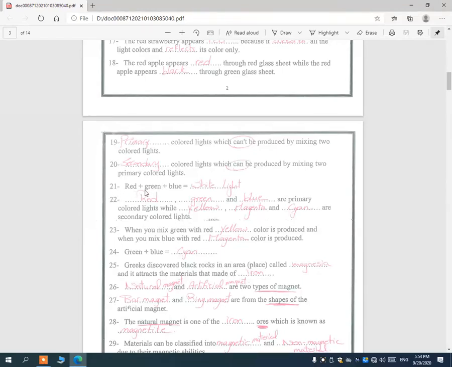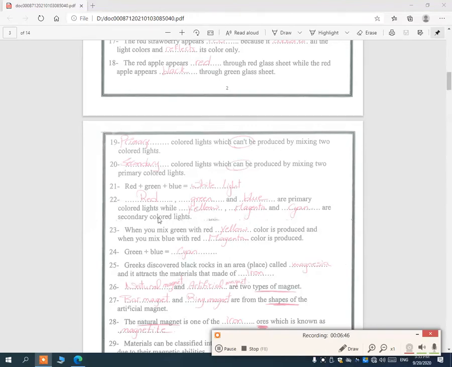Number 21, red plus green plus blue equal what? We said red plus green plus blue equal white light. By mixing red, green and blue light colors together, we will produce white light. Number 22, dots and dots and dots are primary colors. What are the primary colors? Remember, RGB. Red, green, blue.